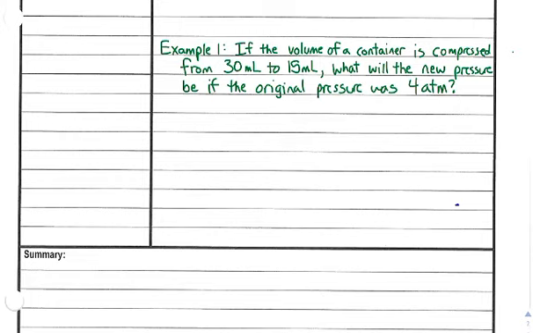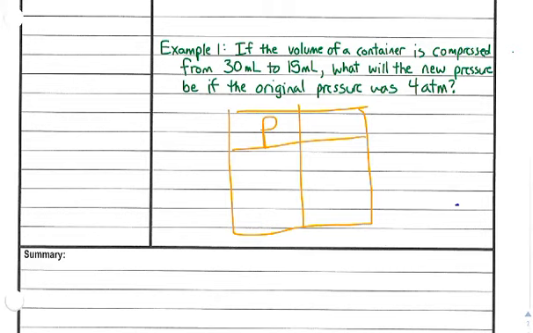Now you guys know how I just love charts. So let's make a chart here. And this is what I like to do. I like to make one side for pressure and one side for volume, and then a place to write my information, and then I like to draw some arrows down here. Okay, so what I'm going to do is I'm going to take these numbers. So I've got a 30 and a 15, and I'm going to put an I here and an F here, initial and final. So it says that I'm compressing it from 30 to 15, so the from is my initial.